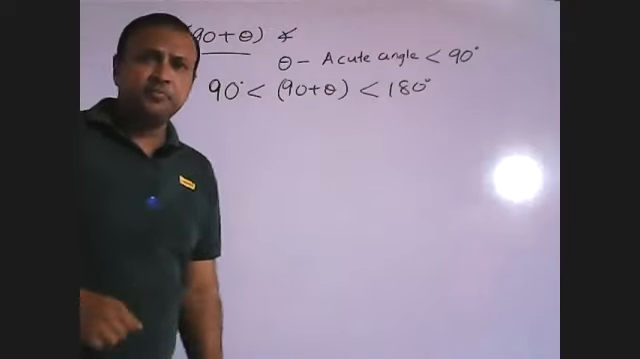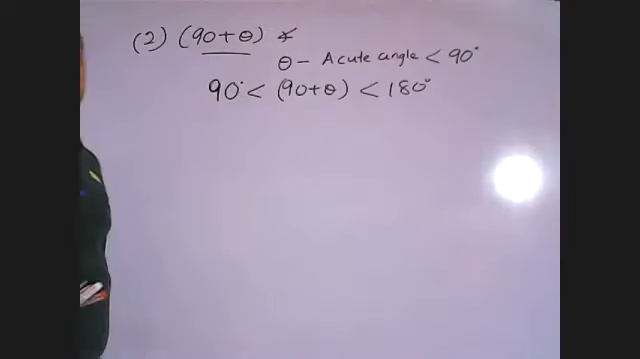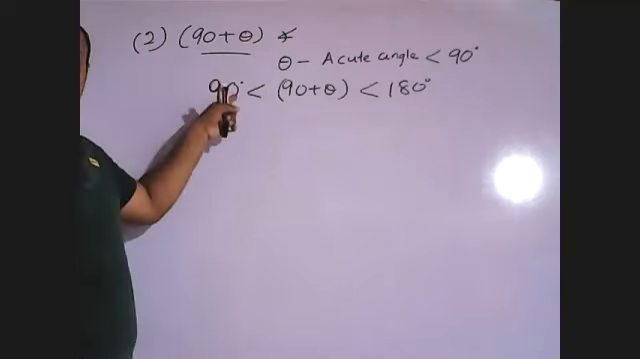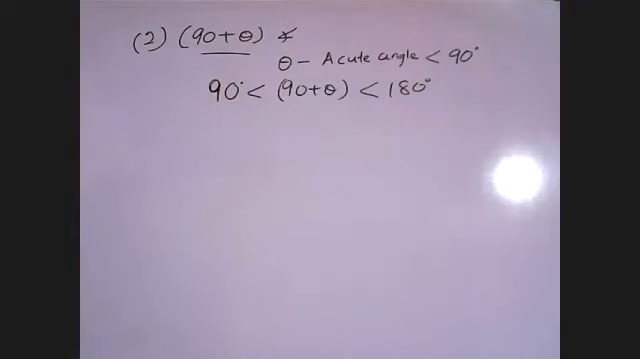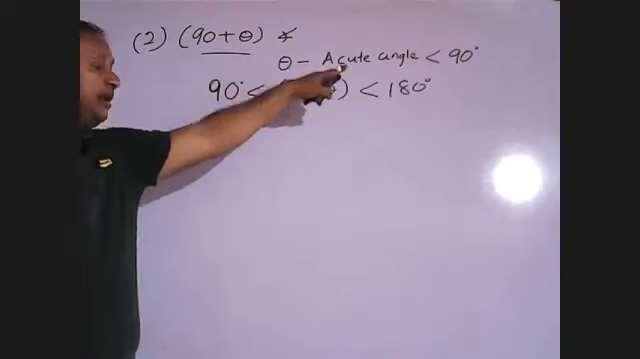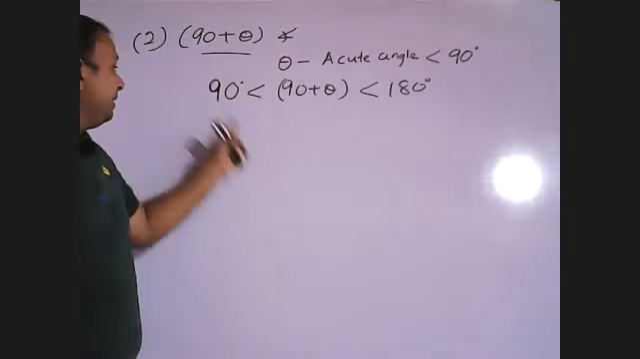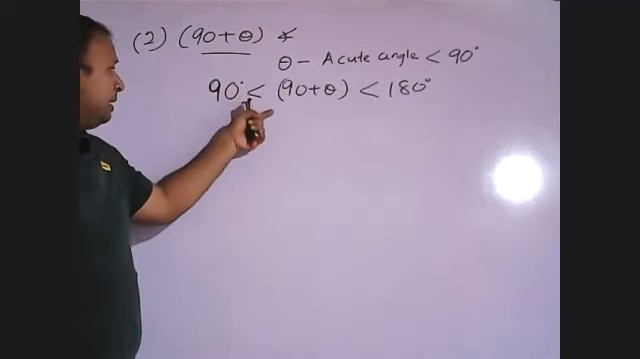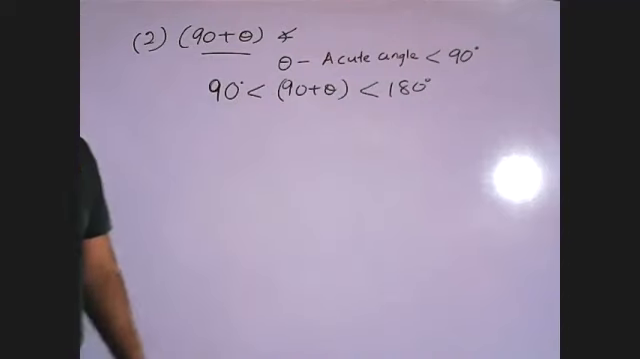Write the second topic: 90 plus theta angles. Write this one, okay? Theta is an acute angle. That means it is lesser than 90. Therefore, 90 plus theta is higher than 90 degrees and lesser than 180.